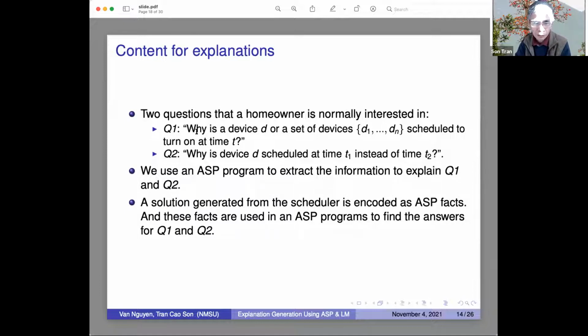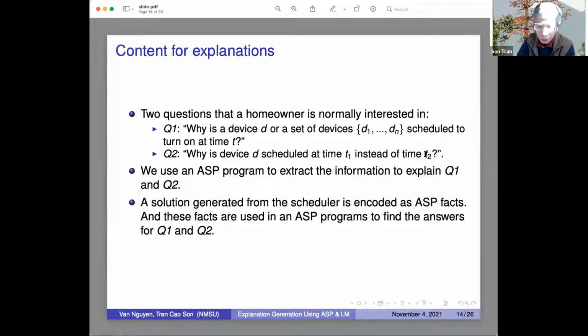And so in this paper, we focus on the two questions that a homeowner or the user is often interested in. Why is a device D or a set of devices D1 to Dn scheduled to turn on at the time T? Or why is the device D scheduled at time T instead of the time T2? This is a question of what happens if I turn on this device at a different time slot, for example.